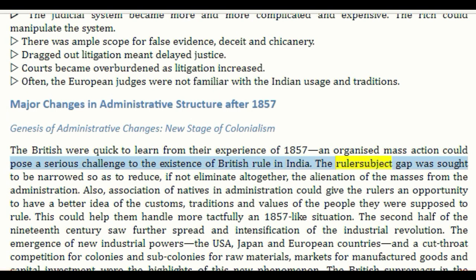The ruler-subject gap was sought to be narrowed so as to reduce, if not eliminate altogether, the alienation of the masses from the administration. Also, association of natives in administration could give the rulers an opportunity to have a better idea of the customs, traditions, and values of the people they were supposed to rule. This could help them handle more tactfully an 1857-like situation. The second half of the 19th century saw further spread and intensification of the Industrial Revolution.